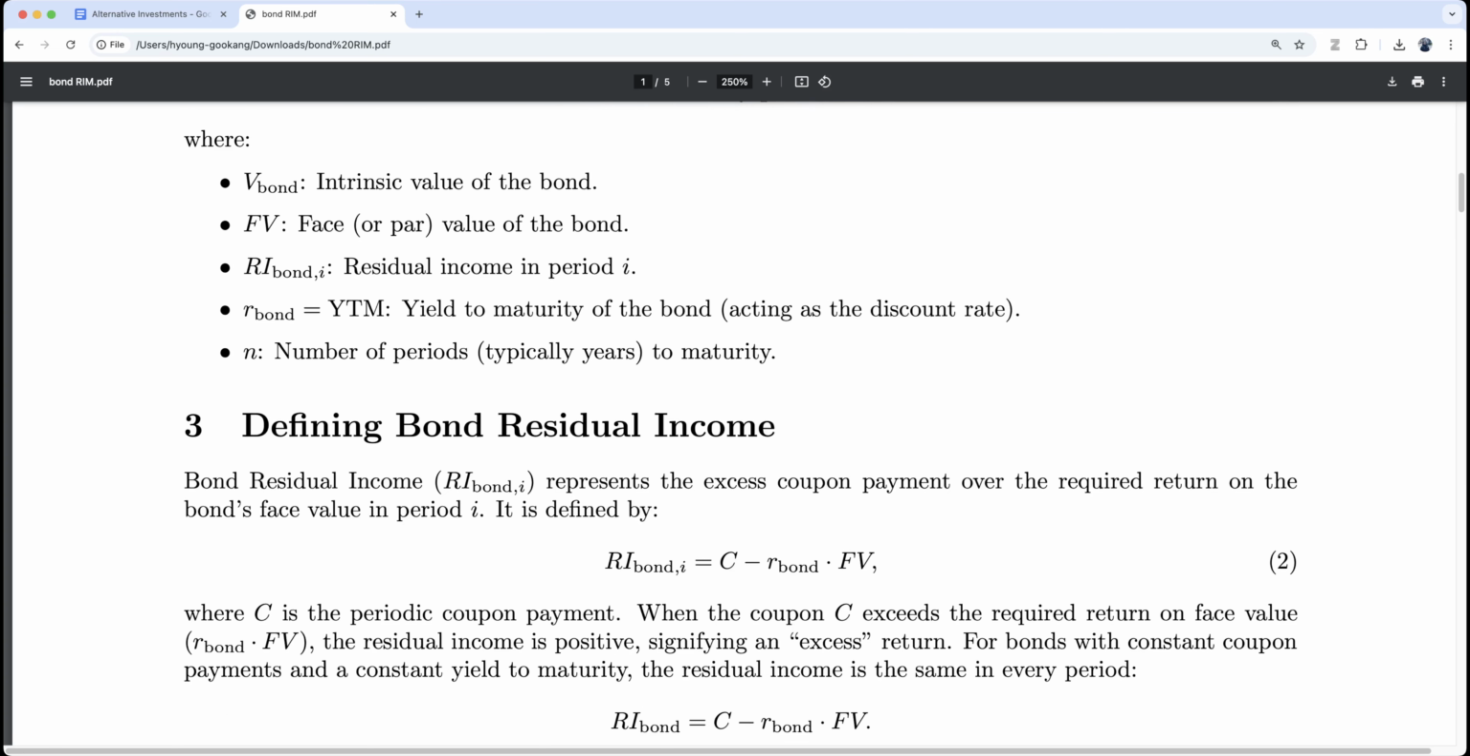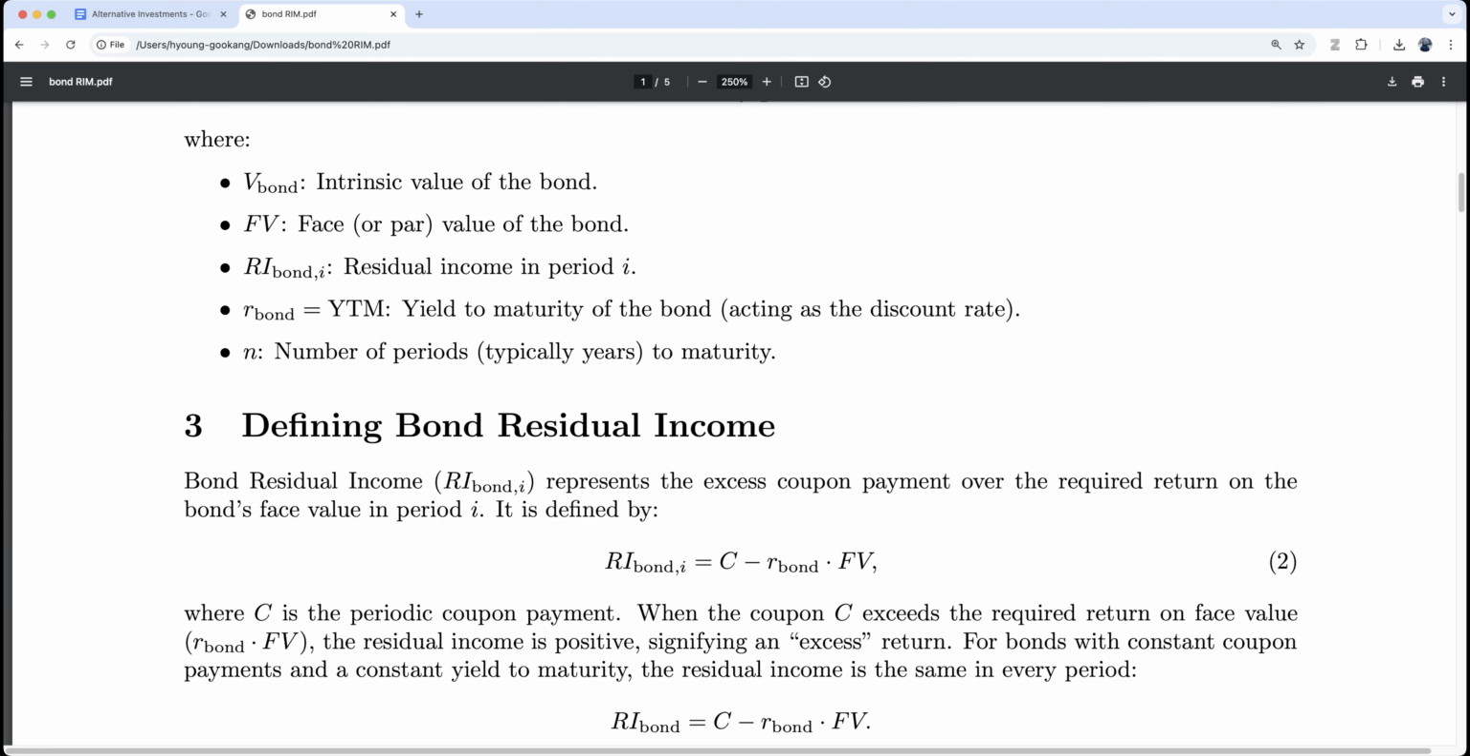Bond residual income RI_bond,i represents the excess coupon payment over the required return on the bond face value in period i. Therefore, it is defined as the residual income of bond i equals the coupon C minus the opportunity cost of the bond, R_bond, times the face value.